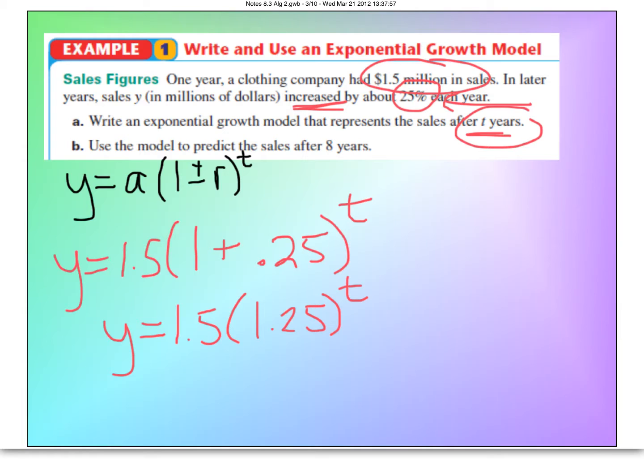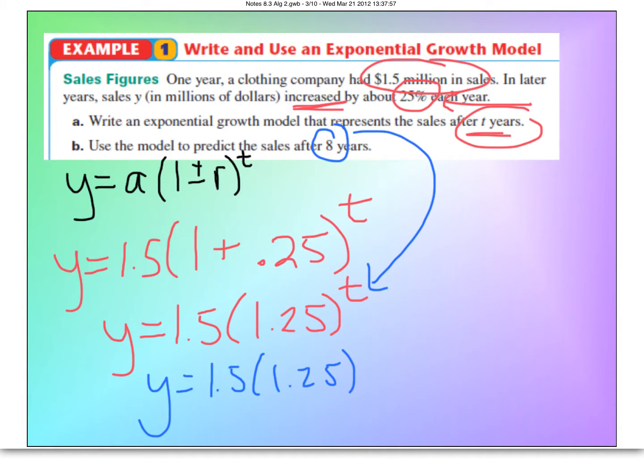Now, part B wants us to evaluate or predict what the sales will be after 8 years. Since t is time in years, I'm just going to put an 8 in there and put it in my calculator. If you type it in this order, with a caret of 8, the calculator will do PEMDAS correctly and give us the answer, which will be in dollars, so it'll be $8.94 million in sales.